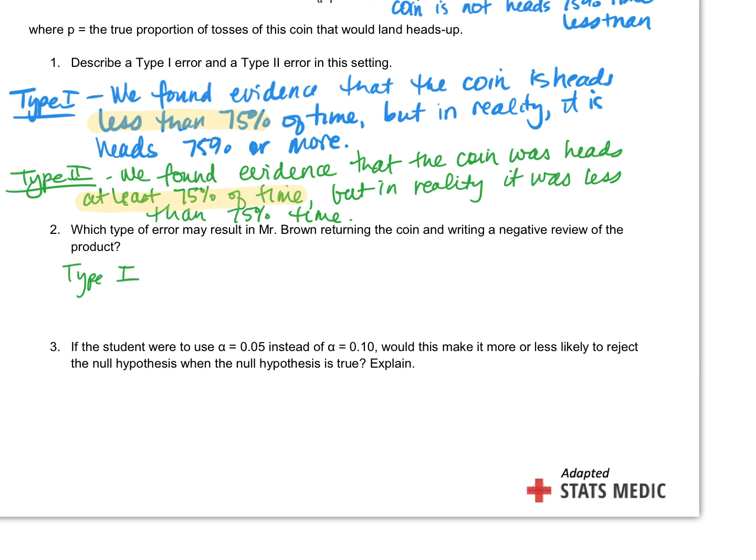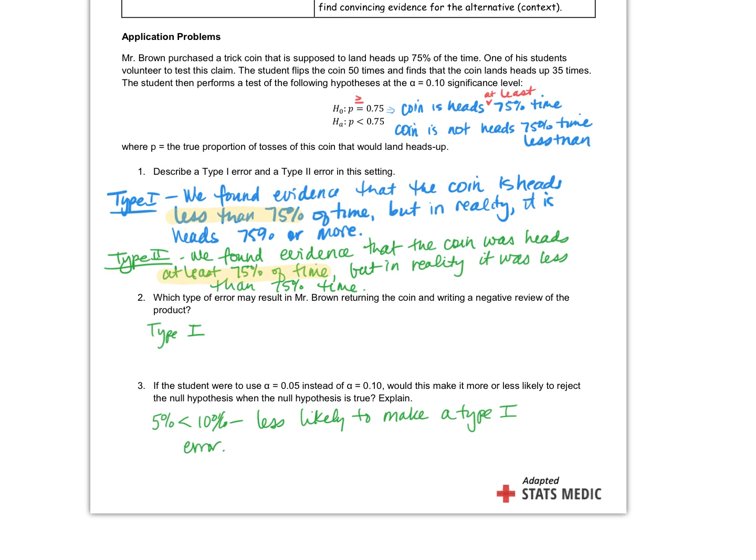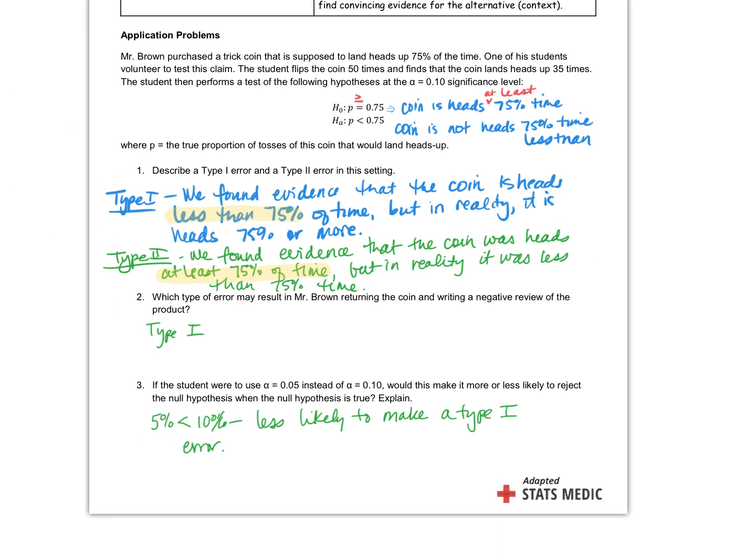What'd you say? Less likely, like 5% is less than 10%, right? So you don't have to overthink that, okay? 5% is less than 10%, so less likely to make a type 1 error. All right. So that finishes that simulation.